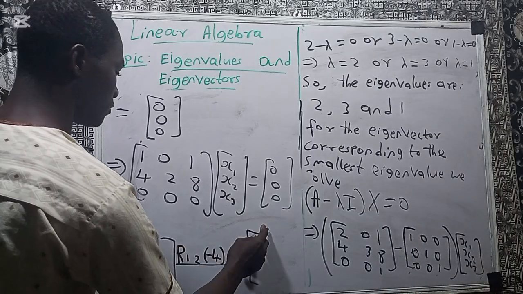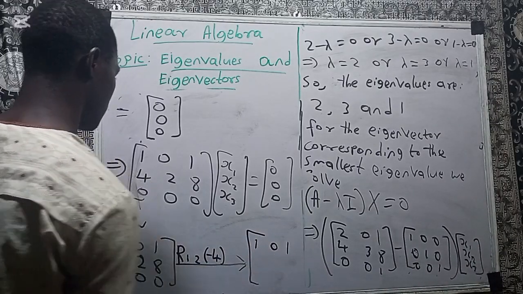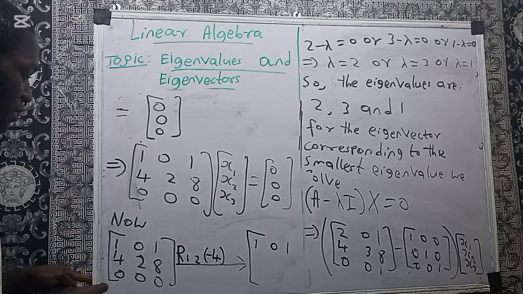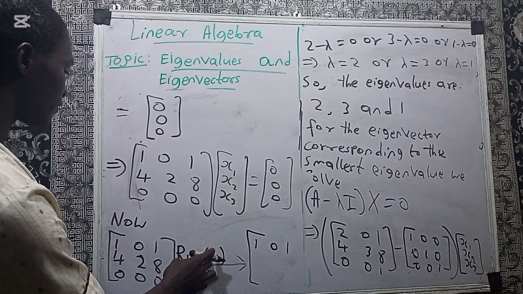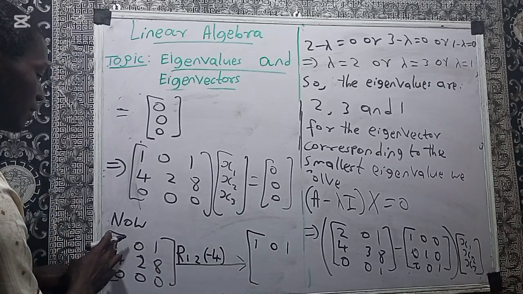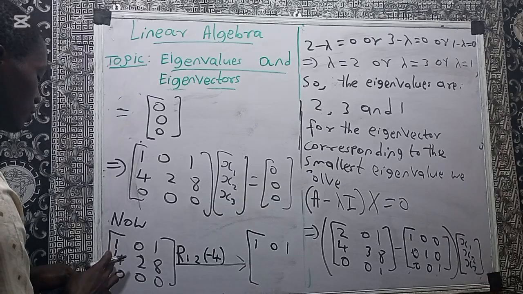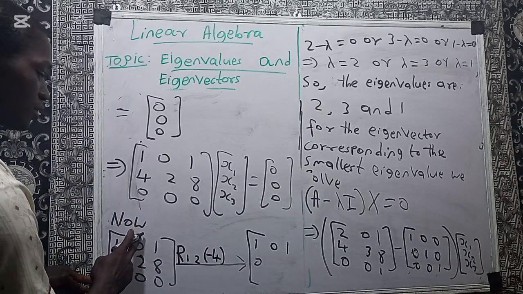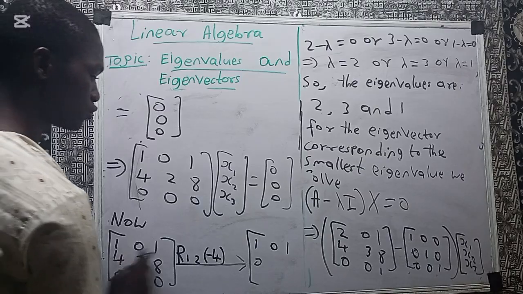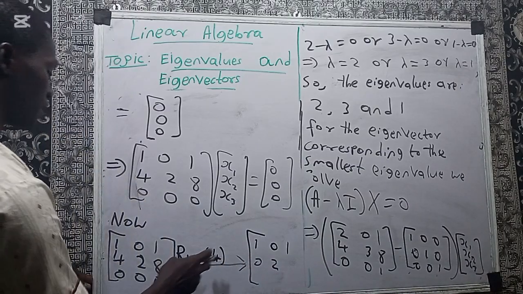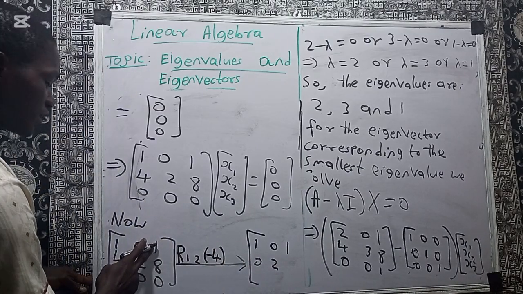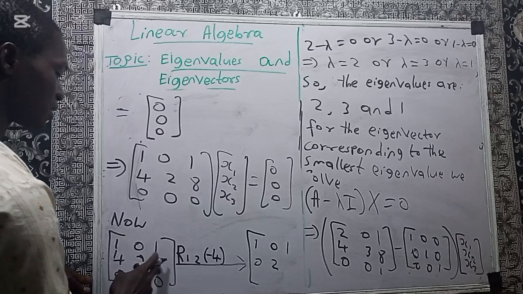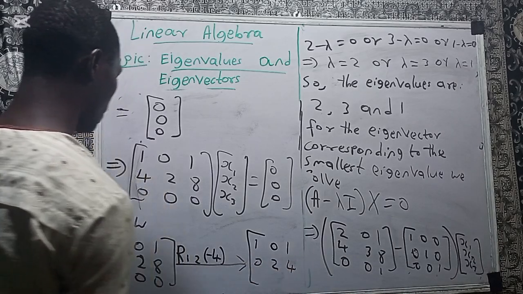Let me write my first row first. The entries of the first row, I've written it down. So let's carry out the operation I've written here. Negative 4 multiplied by 1 is negative 4, plus positive 4, I have 0. Negative 4 multiplied by 0 is 0, plus 2, I have 2. Negative 4 multiplied by positive 1 is negative 4, plus 8, I have 4.